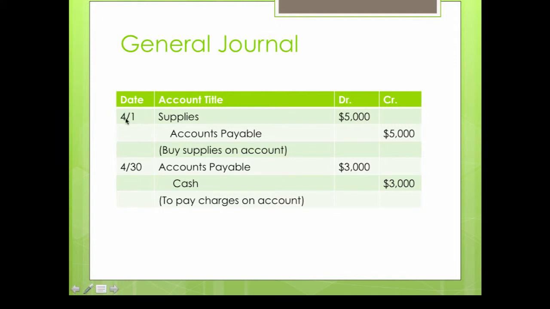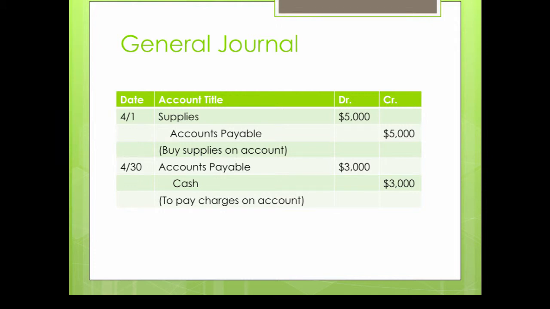So in this case, it shows that on April 1st, supplies were purchased for $5,000, and accounts payable will tell you that you paid it using a credit card on account. So this transaction here, you say that it's for buying supplies on account. Okay.